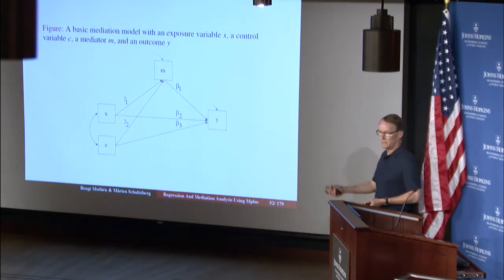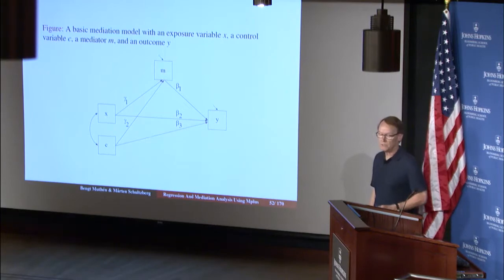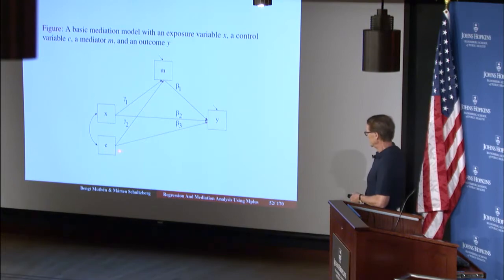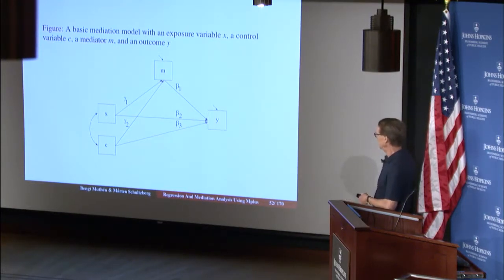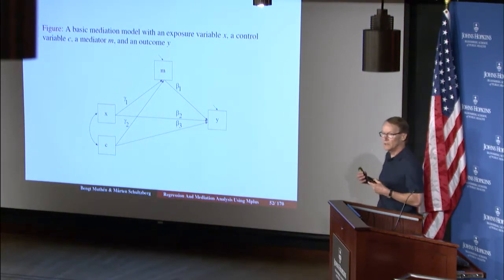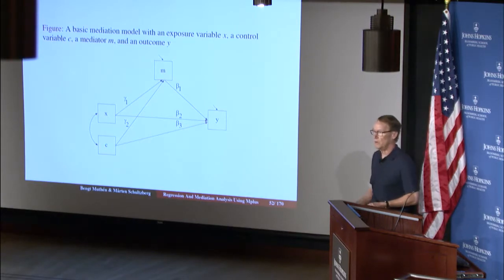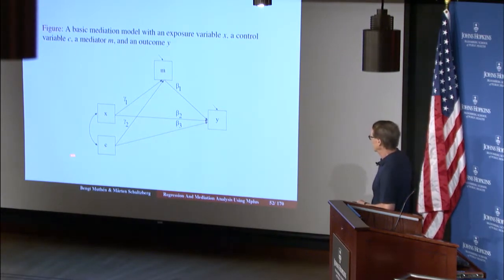You saw in Morton's example of aggressive disruptive behavior in Baltimore public schools that C was actually aggressive behavior pre-intervention, and then he looked at aggression in grade 5, which would be the M here, just considering this simple regression. But even in a randomized study, is it useful to have a control variable? Yes, because it increases the power to detect effects. Think about ANCOVA, for instance.